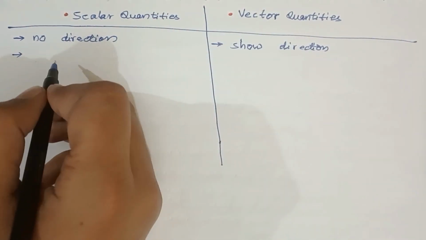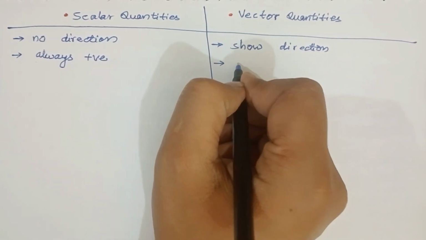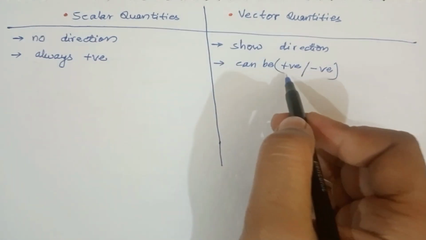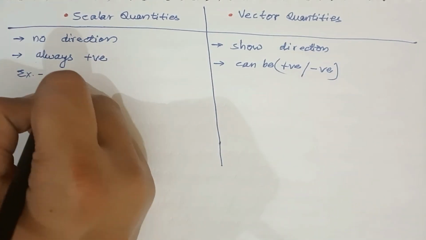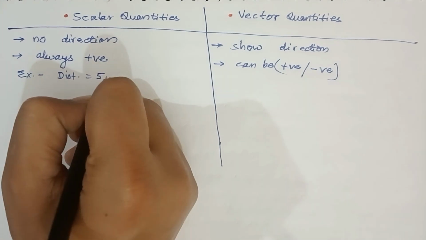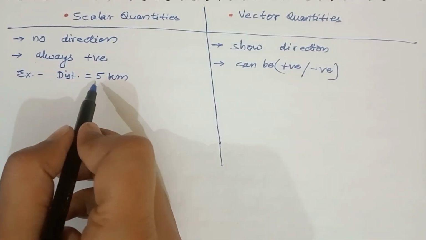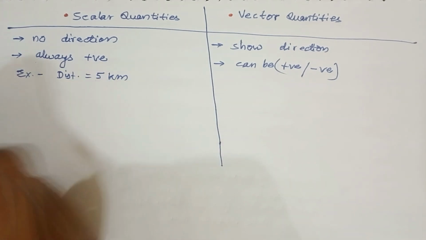Another point: a scalar quantity is always positive, while a vector quantity can be positive or negative. For example, distance will always be positive, written as plus 5 km. It can never be written as minus 5 km.